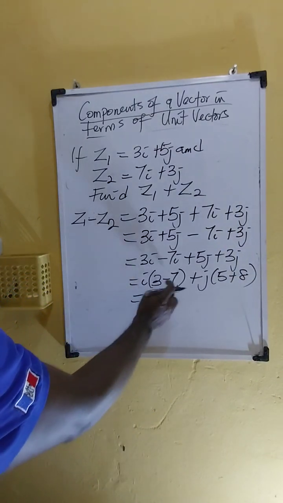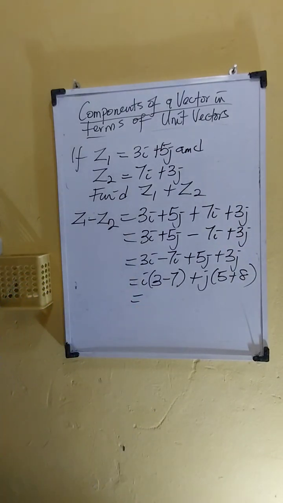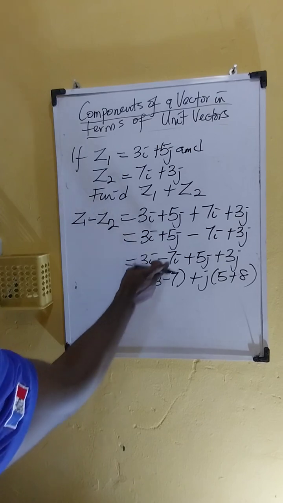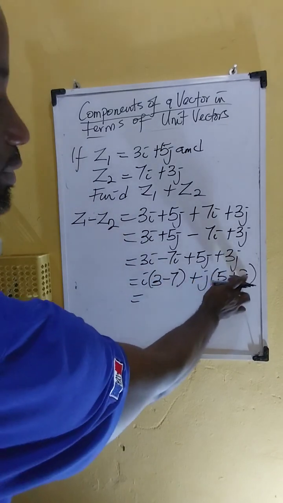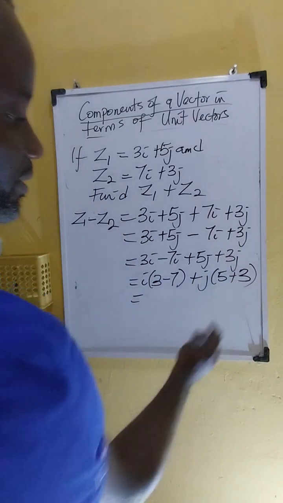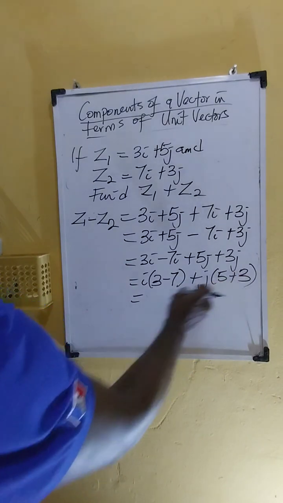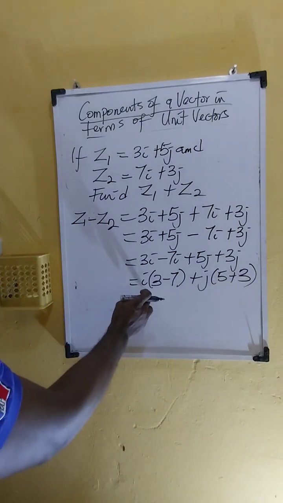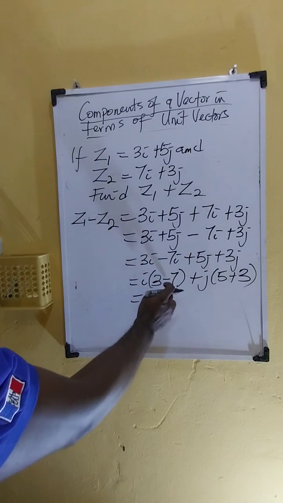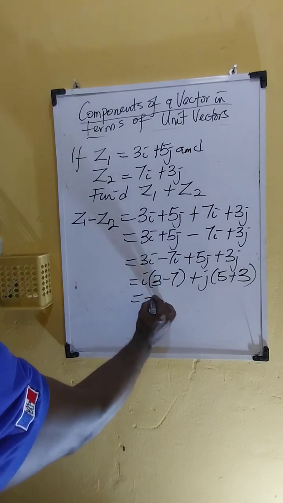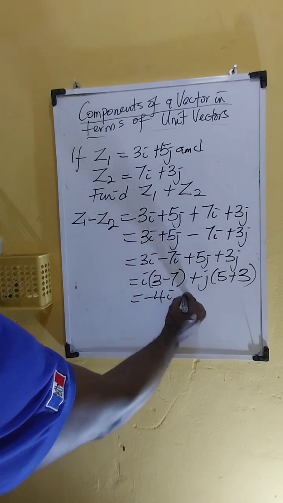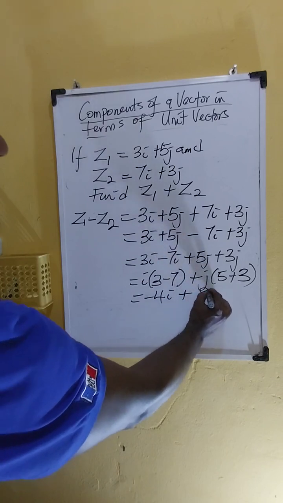So if you do 3 minus 7, that is negative 4, not 8. Where? This is 3 now, 7. Oh, no, j. God will help me. All right, okay, so let us go. What do we have here now? It's going to be a negative value. So you have minus 4i plus 8j.